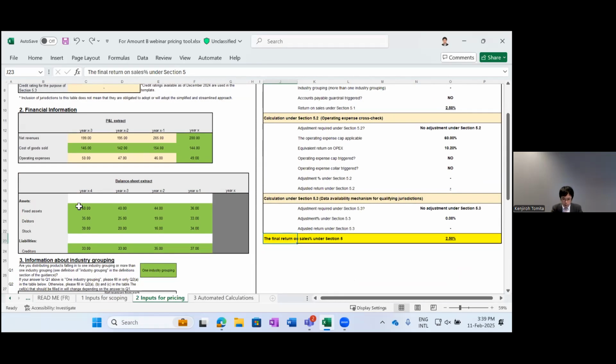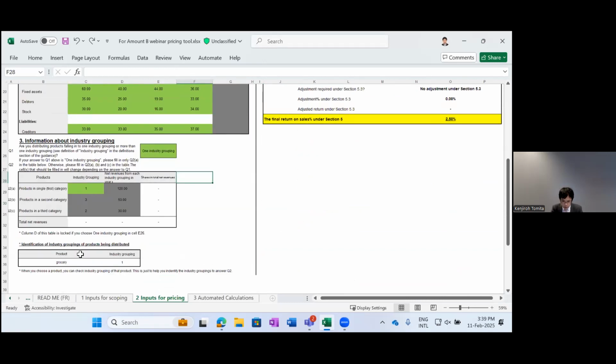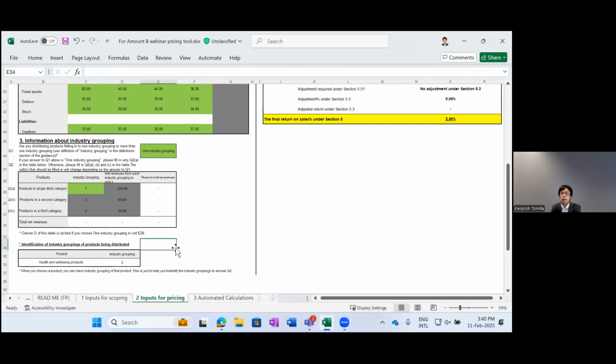And lastly, number 3, you should also fill in information on industry grouping. That is another core element to apply the pricing metrics. Just for your information, the definition of industry grouping is available in the definition section of the Amount B guidance. And you also have this small table here to identify the industry grouping of the products being distributed. So for example, if you're distributing grocery, that's industry grouping 1. But when you're distributing health and well-being products, that's industry grouping 2. That information can be used to fill in this cell because that's relevant for the application of the pricing metrics.